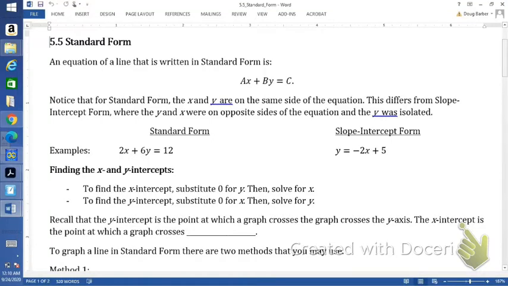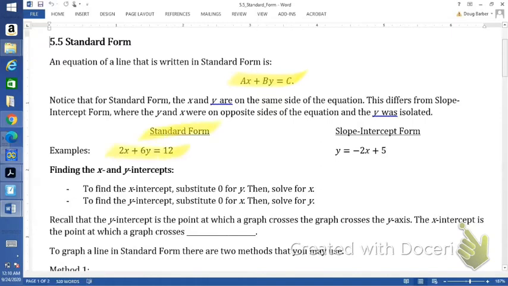In lesson 5.3, we talked about lines written in slope-intercept form. Here in 5.5, we're talking about lines in standard form. An equation of a line that is written in standard form is ax plus by equaling c. Notice that for standard form, the x and the y are on the same side of the equation. This differs from slope-intercept form, where the x and y were on opposite sides of the equation and the y was isolated.